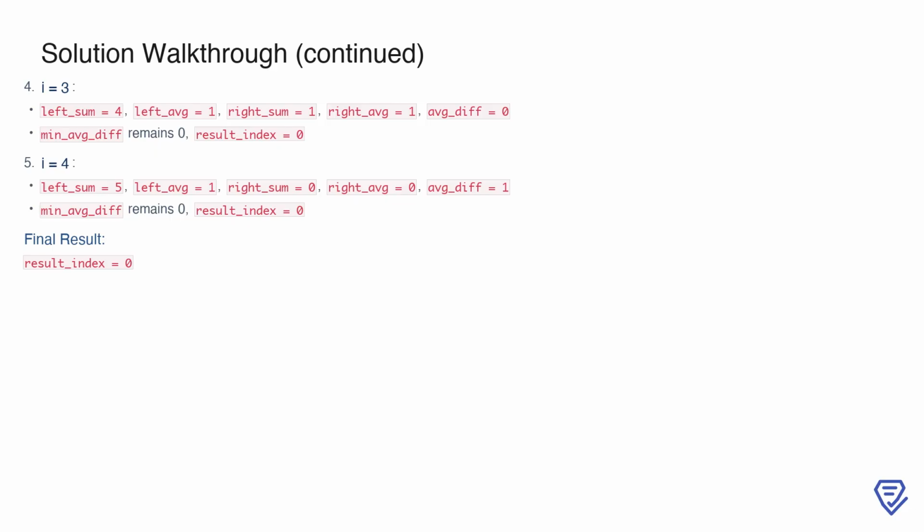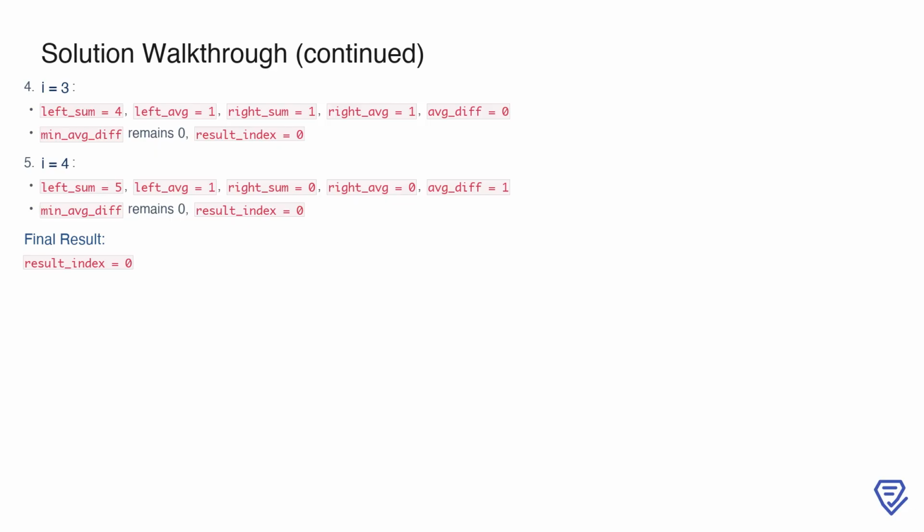For i equals 3, adding nums[3] equals 1 gives left_sum equals 4, with a left average of 4/4 equals 1. The right sum becomes 5 - 4 equals 1, and the right average is 1/1 equals 1. The average difference remains abs(1 - 1) equals 0, so again, no updates are necessary.